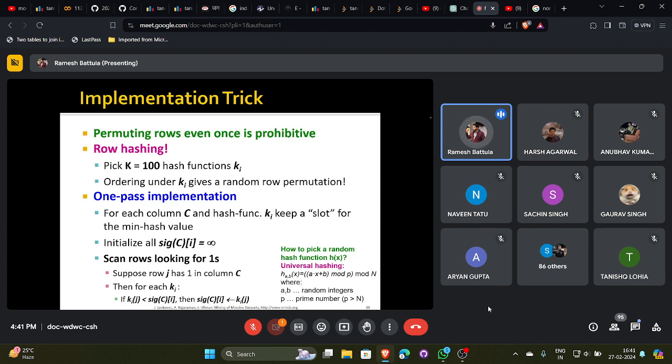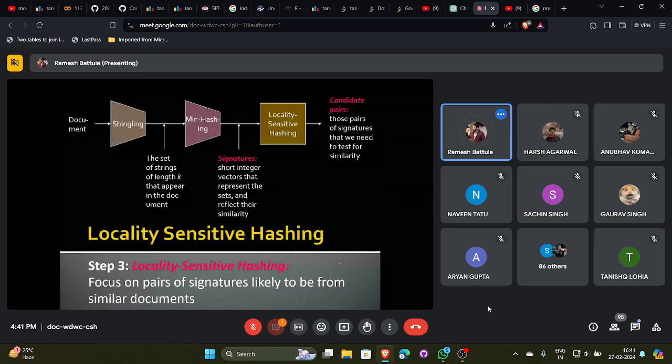How do we pick a random hash function h of x? Universal hashing is used. You use h of a comma b of x equal to (a times x plus b) mod p, mod n. Here a and b are random integers and p is a prime number. This is the way you can create your universal hashing function. So this is about min hash.